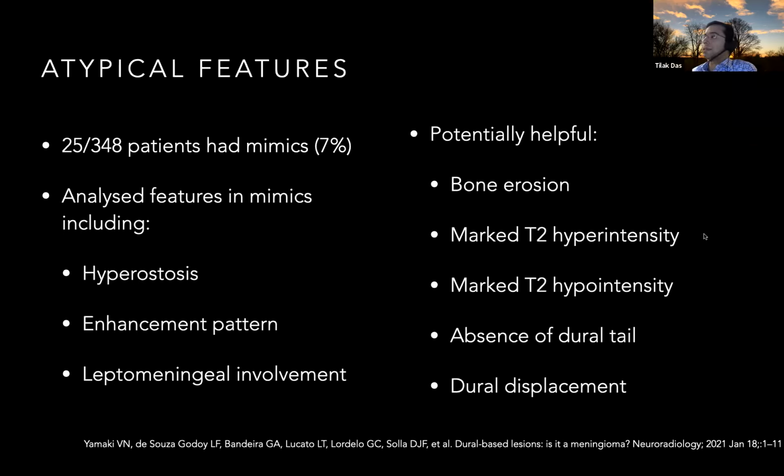To be fair, I think some of these are quite difficult, particularly the T2 intensity, because as we've seen examples of already, you can see that in meningiomas too. But I think the useful ones are probably bone erosion as opposed to hyperostosis, perhaps absence of dural tail, but I think that's iffy, but dural displacement, and we'll look at some examples soon.